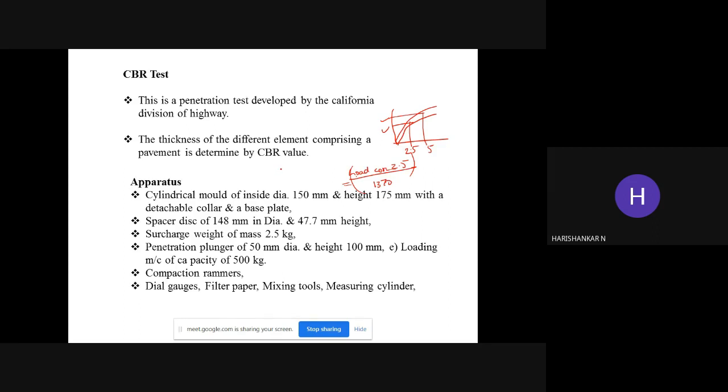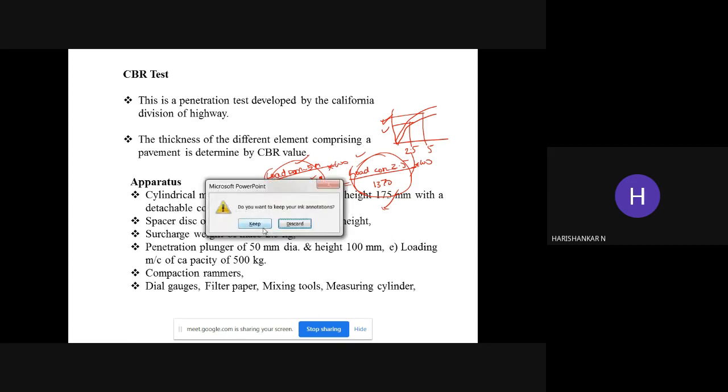If you want the CBR value corresponding to 5 mm penetration, then you have to divide the load corresponding to 5 mm penetration, that means this load, by 2055 kilogram. This should be in kilogram, and you multiply it by 100, so that you will get two CBR values. The 2.5 mm value will normally be the greater value, so you can take it as the CBR value, and if you find the 5 mm value as the greater value, then you have to redo the test. Okay, that's all about this CBR test.